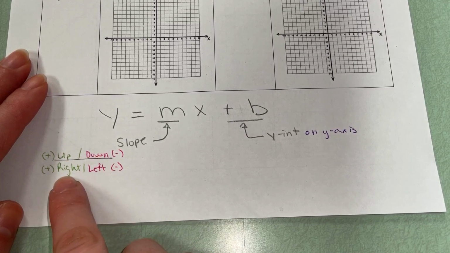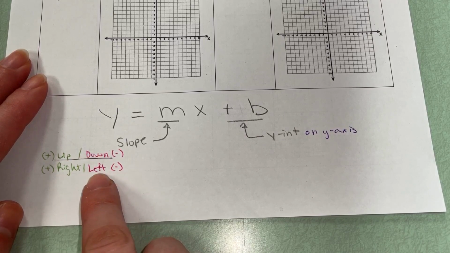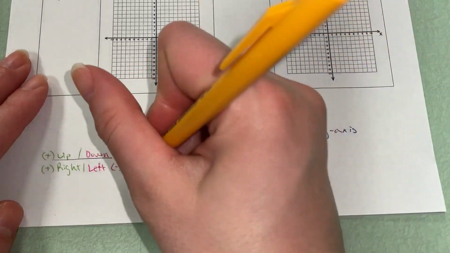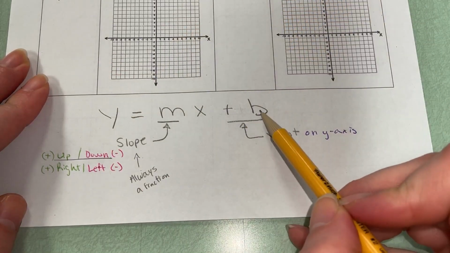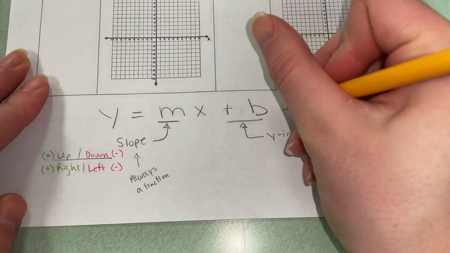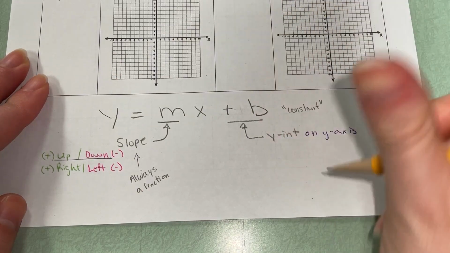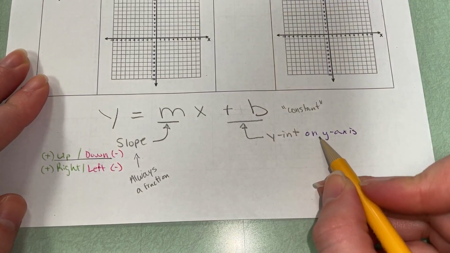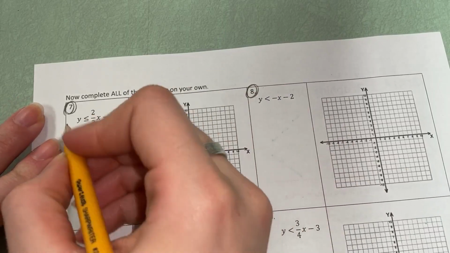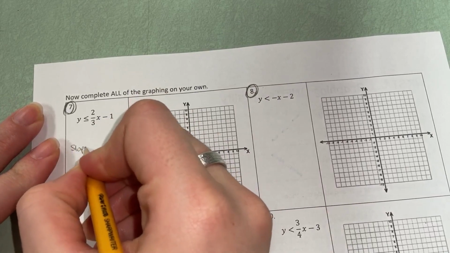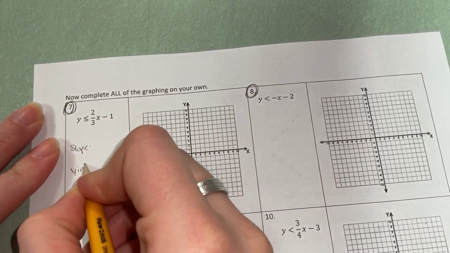If it's positive on the bottom, you go right. If it's negative on the bottom, you go down. Remember, it's always going to be a fraction. Okay? Always a fraction. The b, or the y-intercept, or your constant, is your y-intercept, and this is always on the y-axis, okay?